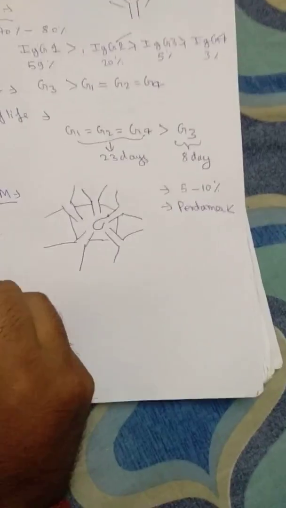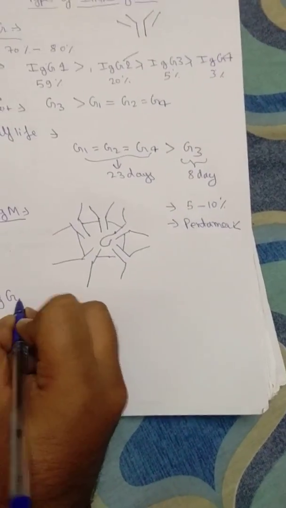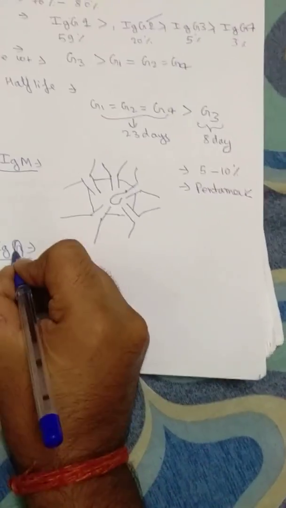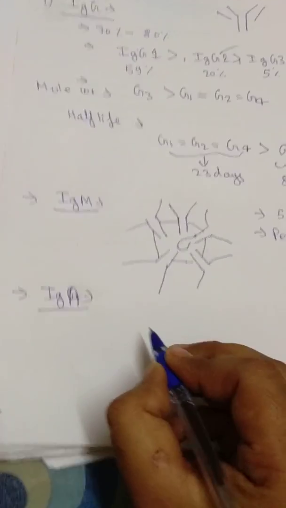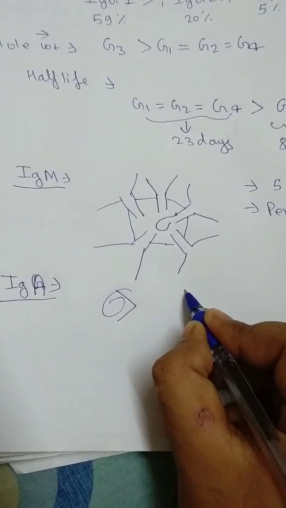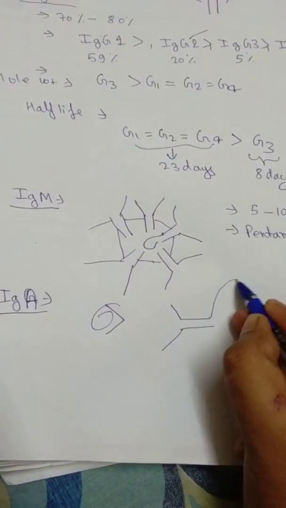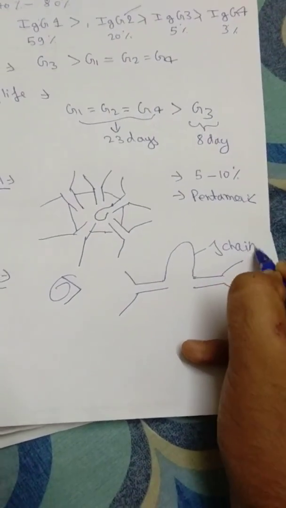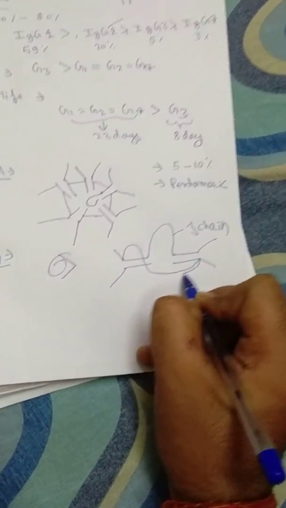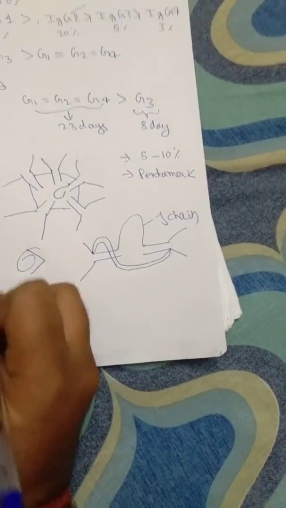The third one is IgA. IgA is dimeric, meaning there are two antibodies connected by the J chain. Very important, in IgA an additional secretory component is present, which is present only in IgA. The concentration in serum of IgA is 10 to 15%. These are dimeric.